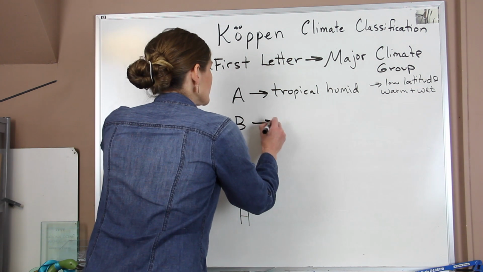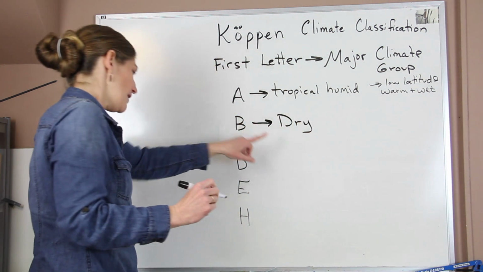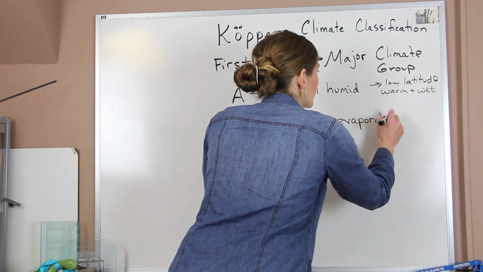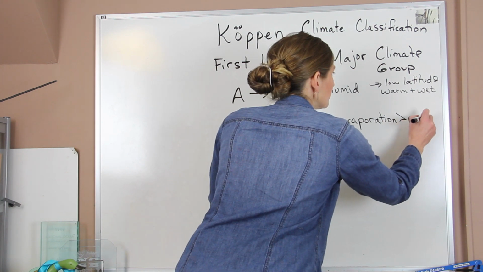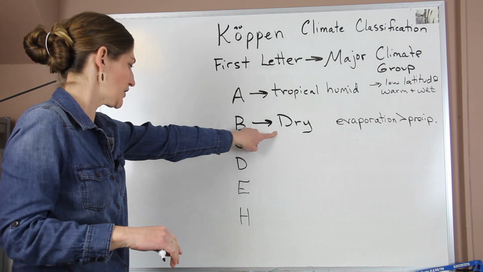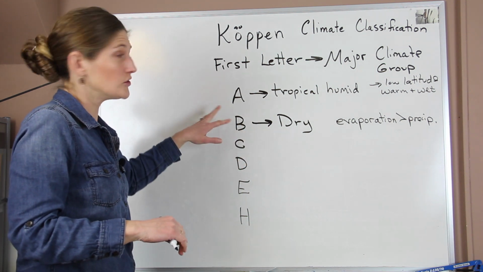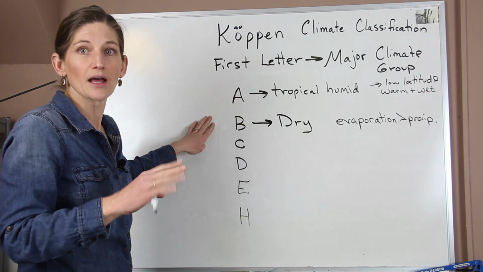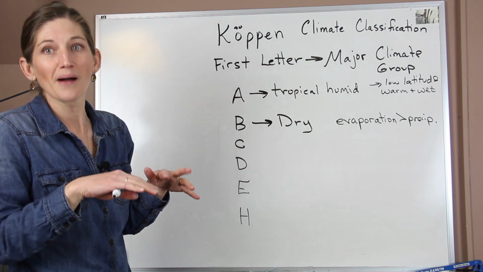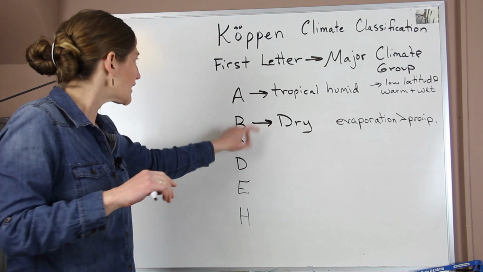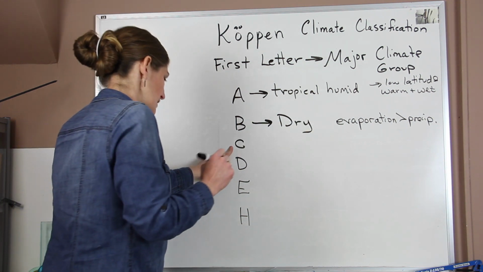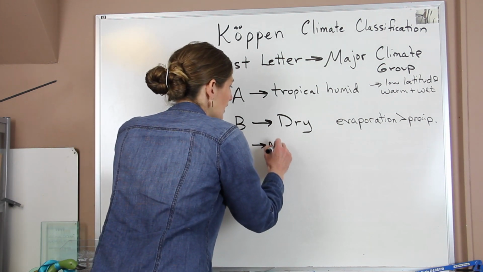The B's are our dry climates. This is where we have evaporation exceeding precipitation, so evaporation is higher than precipitation, which leads to a very dry climate. We find these generally centered around 30 degrees north and south latitude. These are places where we have high pressure with descending air from above that leads to very warm and dry conditions. So it's dry, evaporation is greater than precipitation. C, these are our mild mid-latitude climates.